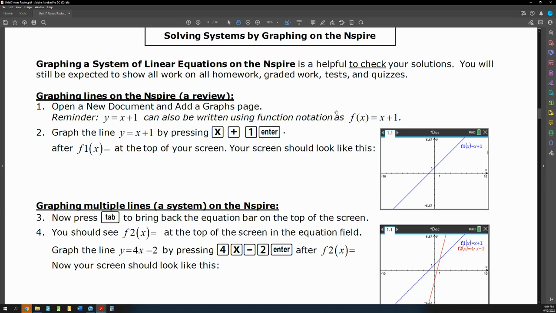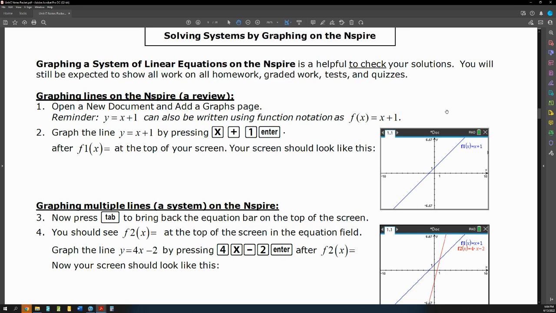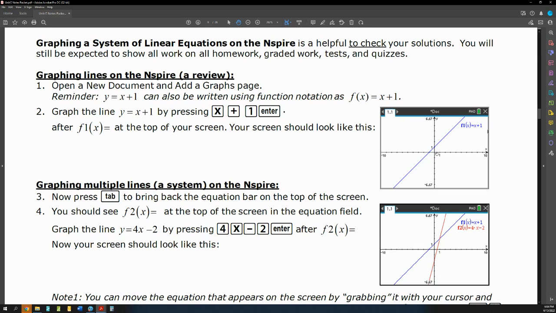We're going to go ahead and write this function using function notation, f of x equals x plus 1. So in the function field, I'm going to type x plus 1 and then hit enter. And it's going to graph that line for me. So we can see the picture of that here.